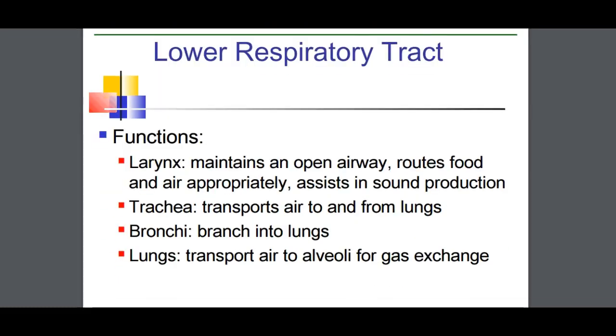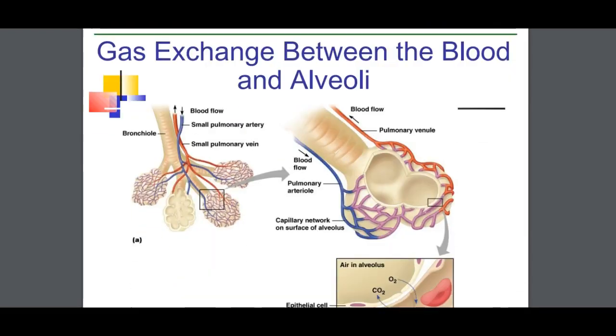The lower respiratory tract functions. The larynx maintains an open airway. It routes food and air appropriately, assists in sound production, and your trachea transports air to and from the lungs. The bronchi branch into the lungs, and the lungs transport air to the alveoli for gas exchange.